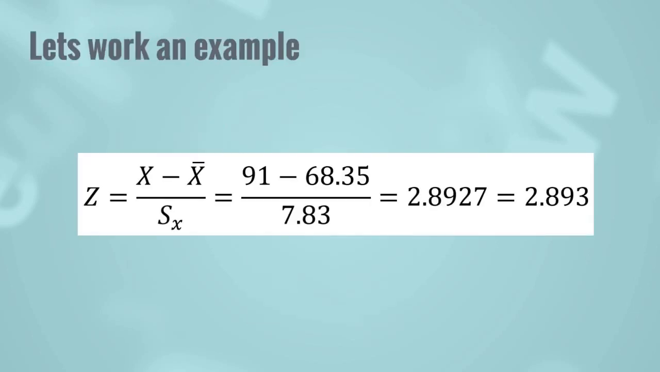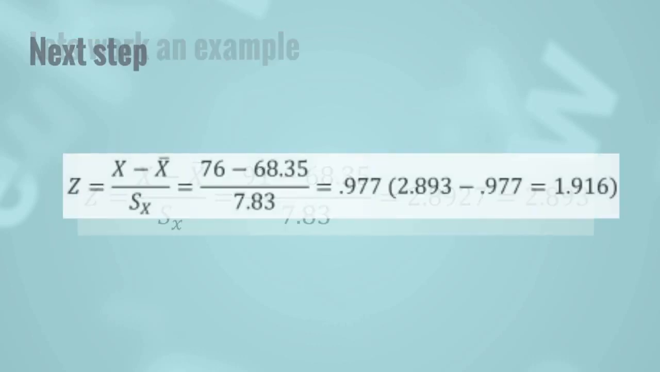Let's work an example. On the chemistry test you just took, the mean was 68.35, the standard deviation was 7.83, and your score was 91. Your z-score is 91 minus 68.35 divided by 7.83, which gives you a z-score of 2.8927, or 2.893 rounded. Your z-score of 2.893 means you are 2.893 standard deviations above the mean, or pretty close to the top of your class on the chemistry test.